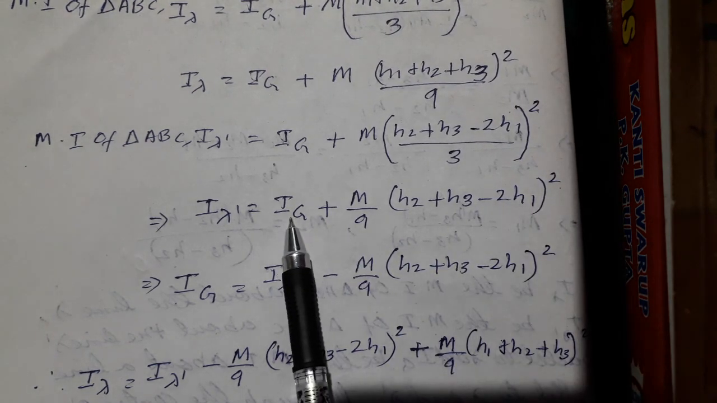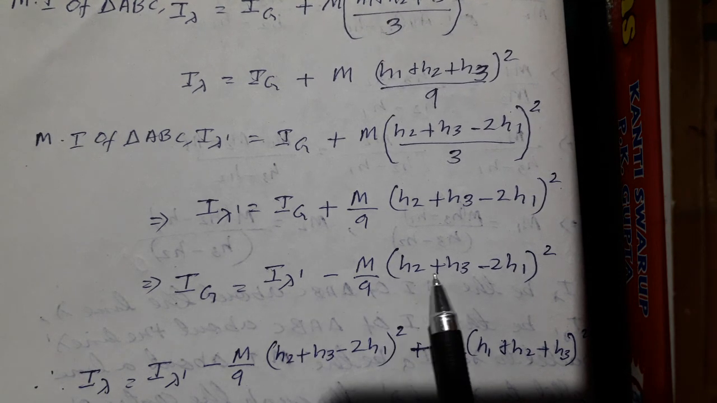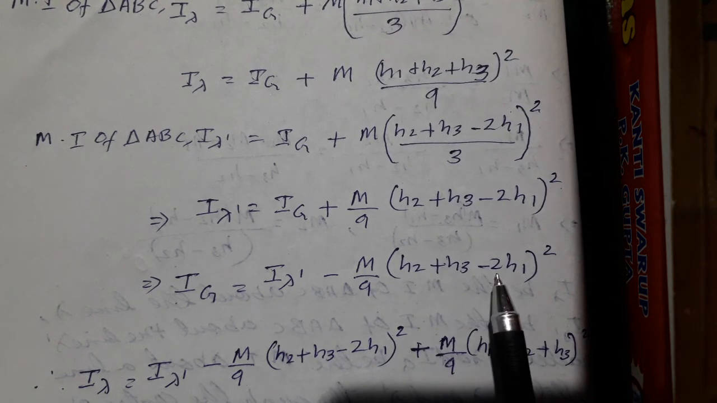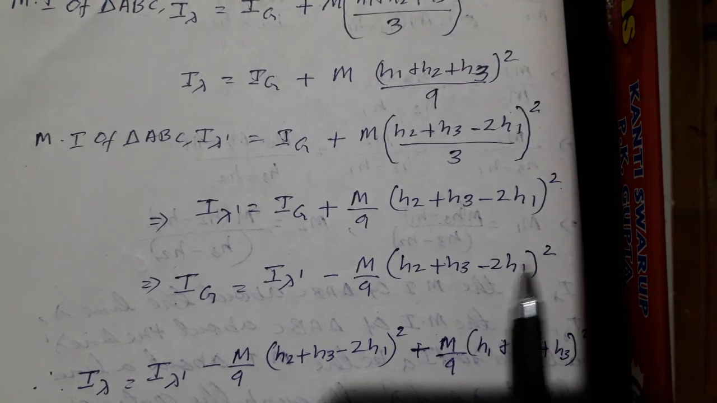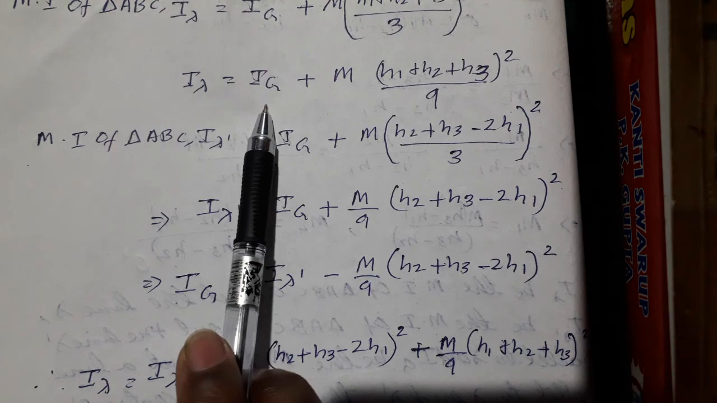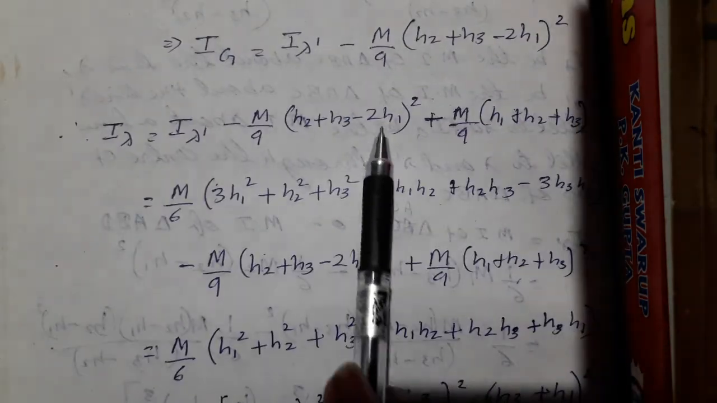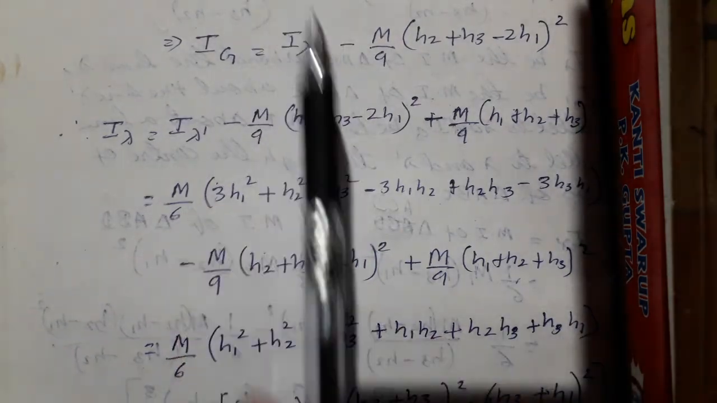From here I can find Ig. Ig is I lambda dash minus m by 9, h2 plus h3 minus 2h1, whole thing squared. So we got the value of Ig. Let us put this value of Ig in this equation. If we put it here, we are getting this.